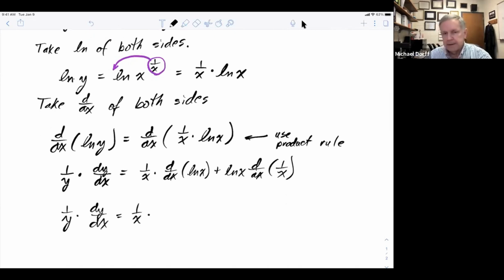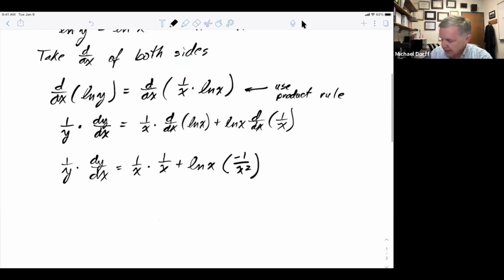So I've got 1 over x times the derivative of natural log of x. And the derivative of natural log of x is 1 over x, plus ln of x, and then I have the derivative of 1 over x. And what's the derivative of 1 over x? Well, that is negative 1 over x squared. How do I get that?